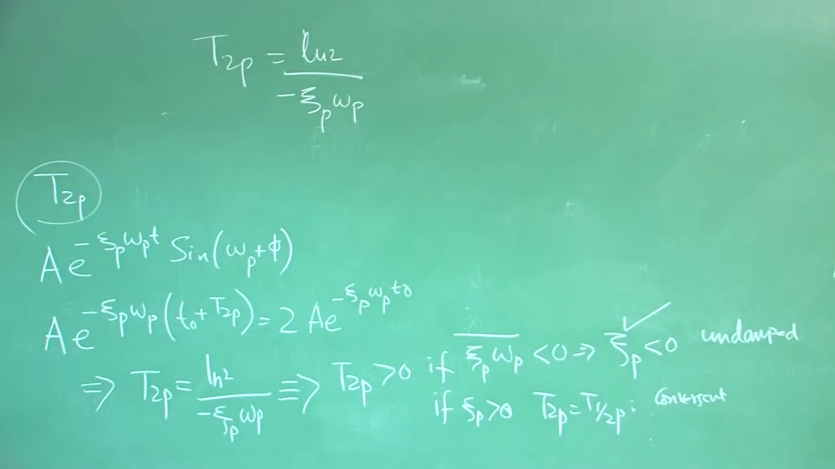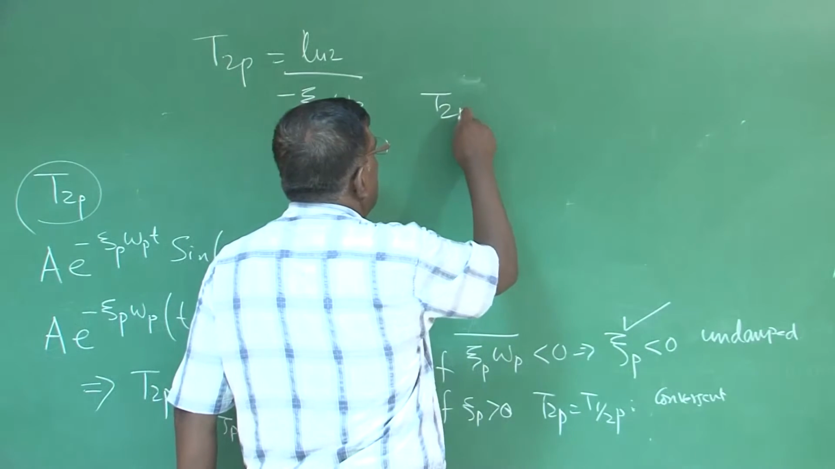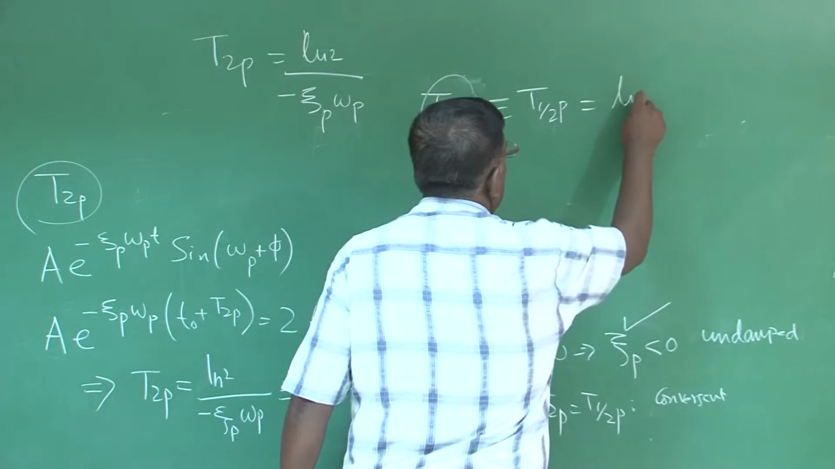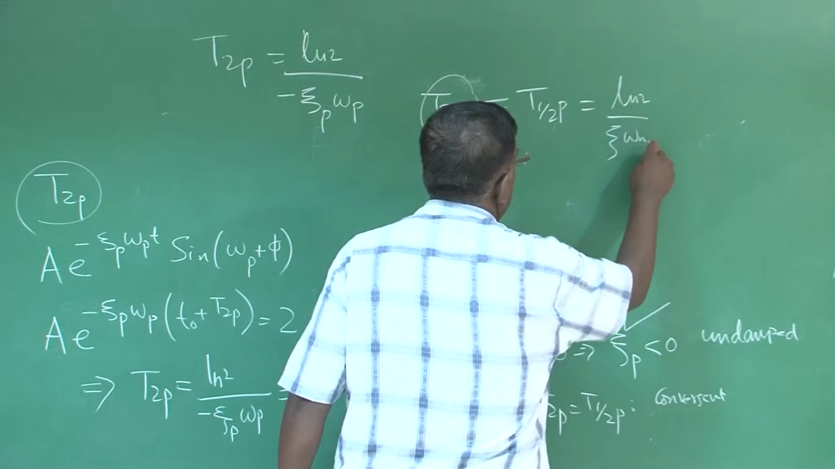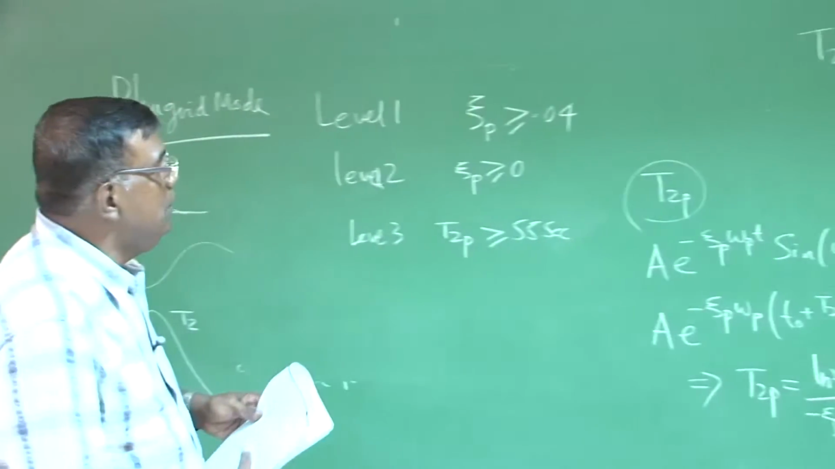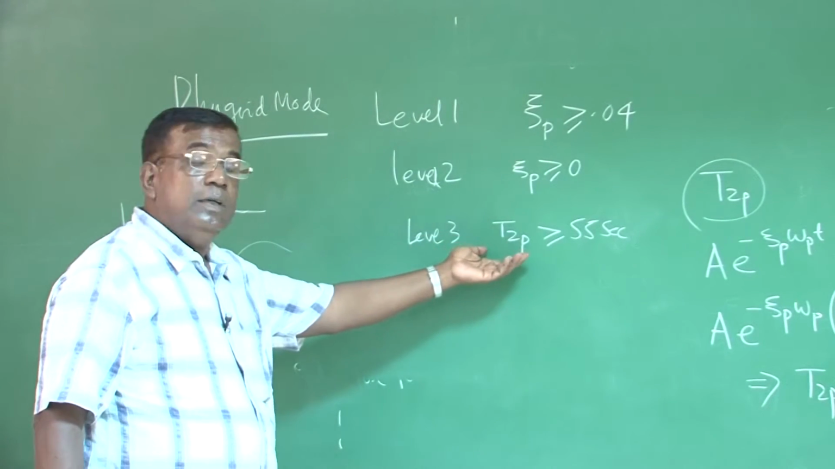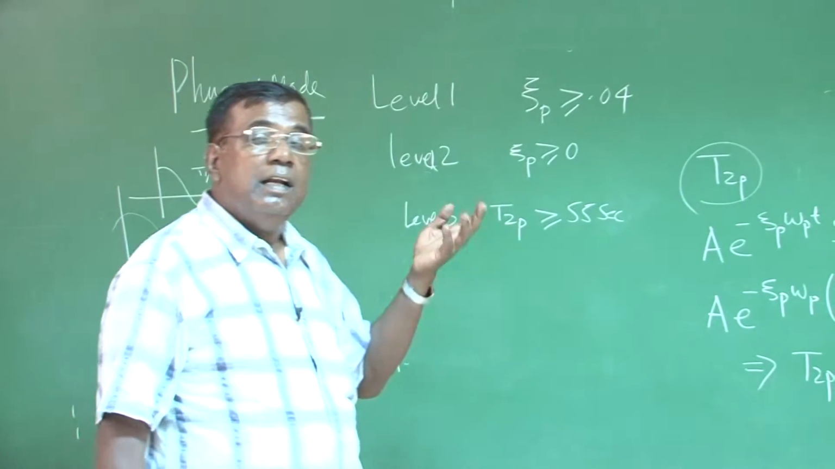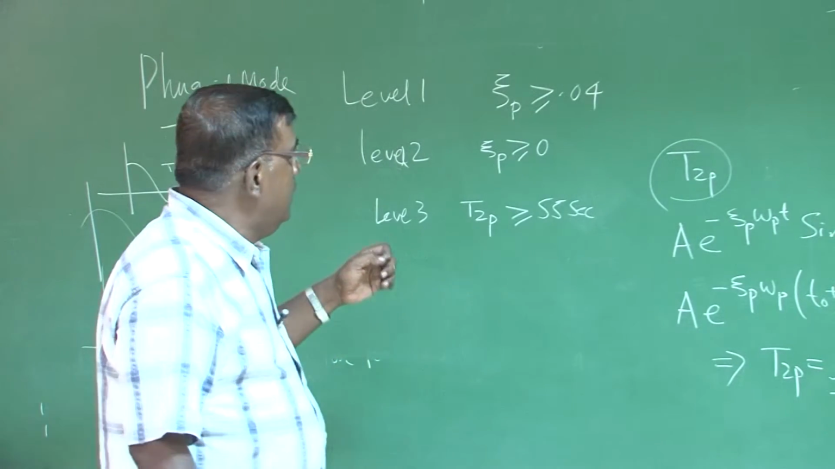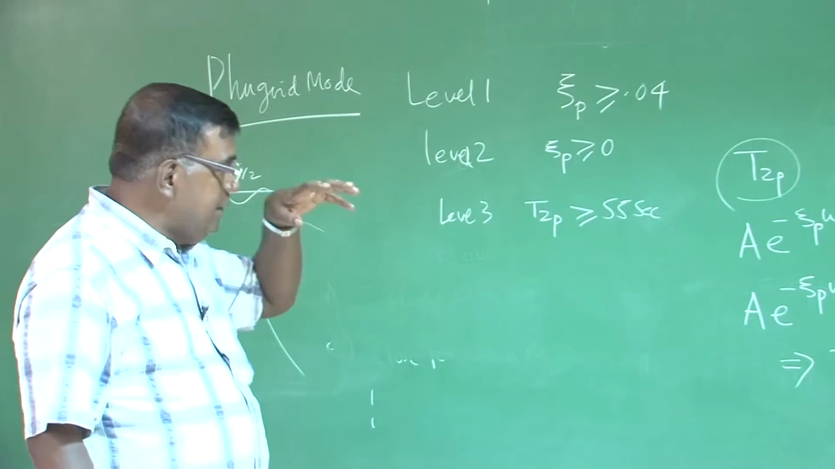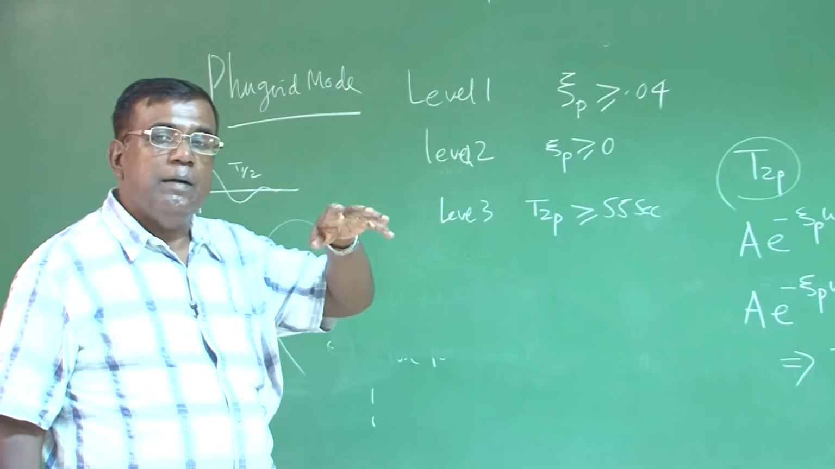Second, if zeta p is greater than 0, then this time to double is no more valid. So this is now interpreted as time to half, and that is ln2 by zeta omega n phugoid, or omega phugoid. So that way, level 3, you could understand if time to double is 55 seconds, that means you are telling that the airplane has a divergent undamped phugoid, but still if it meets this criteria, the pilot, by putting extra effort, excessive of course in that nature, will be able to control the airplane to safety.